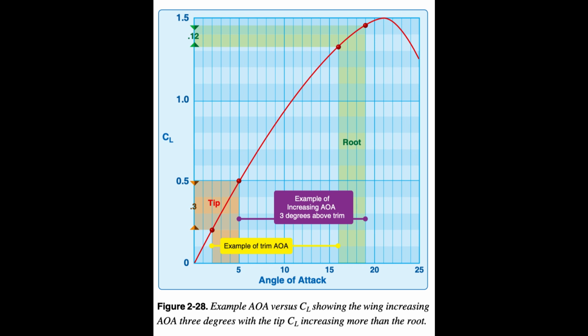Therefore, an increase in AOA for the wing results in the tips creating a greater proportion of the lift and moving the center of lift behind the CG, creating a negative pitching moment to lower the nose at high AOA. Based on the same principle, when the wing AOA is lowered below the trim position, the tip chord CL decreases more than the root chord, and the center of lift for the wing moves forward, creating a positive moment to raise the nose at lower AOA.